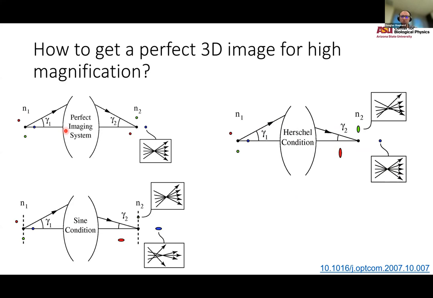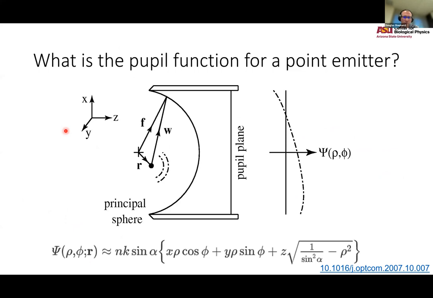So how can you possibly do this for a biological sample? And realize the motivation here is we're looking for a way to make a 3D picture with only one objective. Well, if we think about a point emitter that emits light into a microscope, you can write down what's called the pupil function, which tells you the amplitude of the light that's coming out of the back of your microscope objective. In certain approximations, this is what the equation looks like.